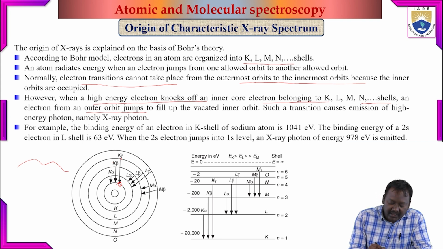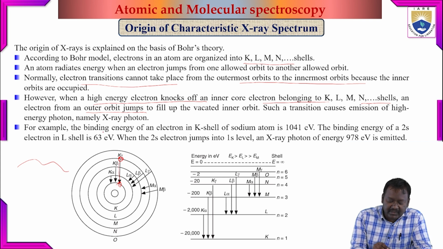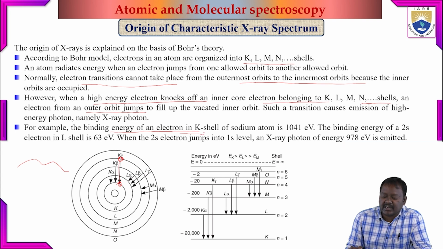So whenever an electron jumps from the outermost orbit to the innermost orbit, a huge amount of energy is released because there is a huge difference between the energy levels. For example, the binding energy of an electron in the K shell of a sodium atom is 1041 electron volts.